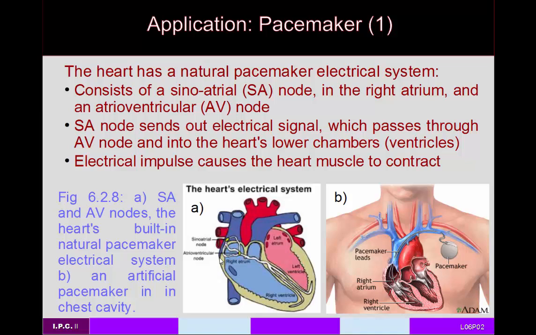And basically what happens is you have a sinoatrial node and you have an atrioventricular node. And these are located here in our right atrium. And the SA node sends out an electrical signal which is going to pass through the AV node into the lower chambers of the heart down here, the ventricles. And as you know, if you hit a muscle with an electrical impulse, the muscle tends to contract.